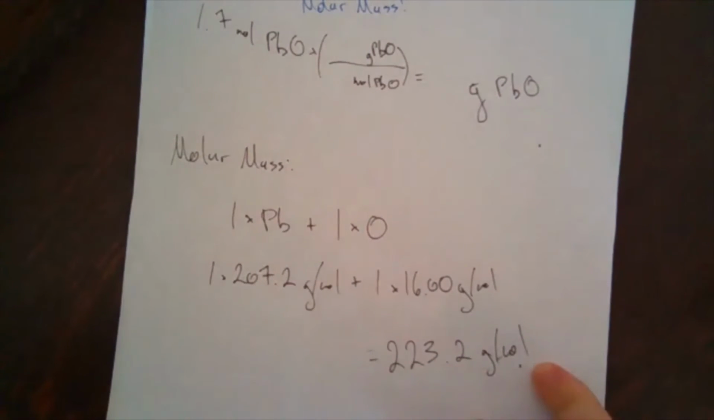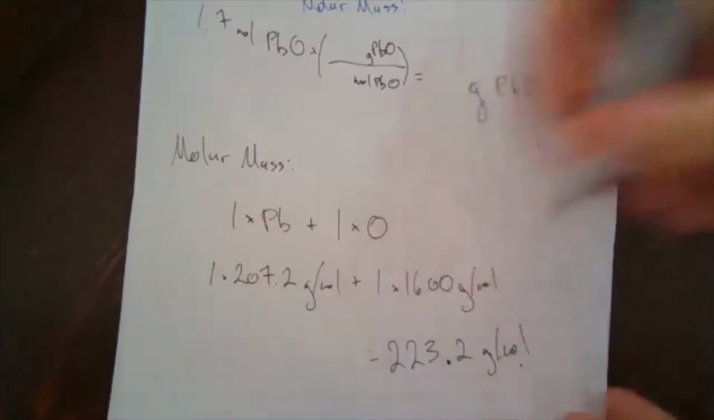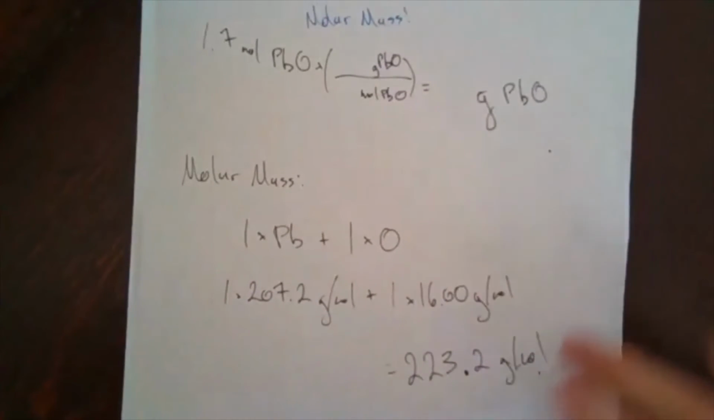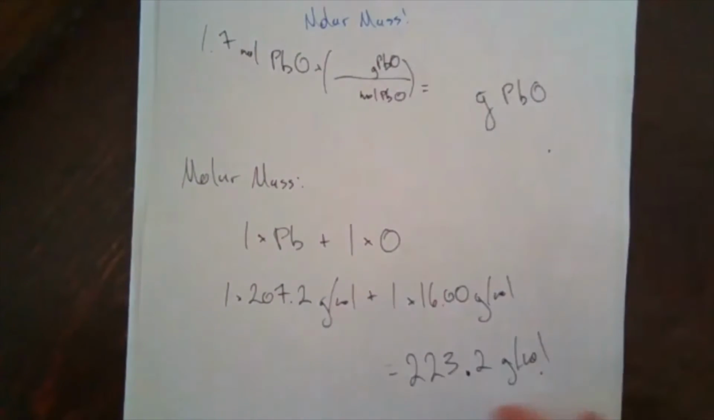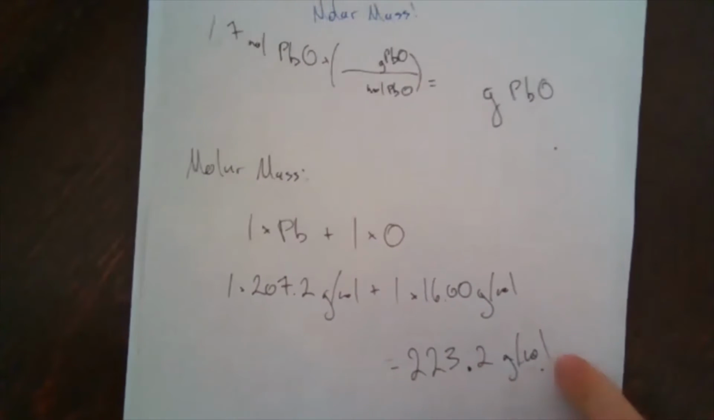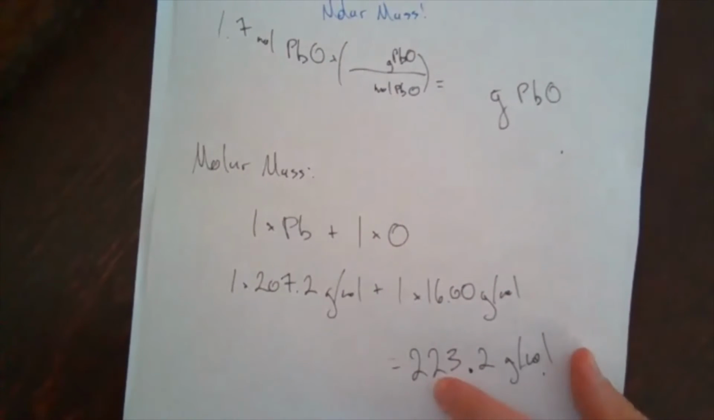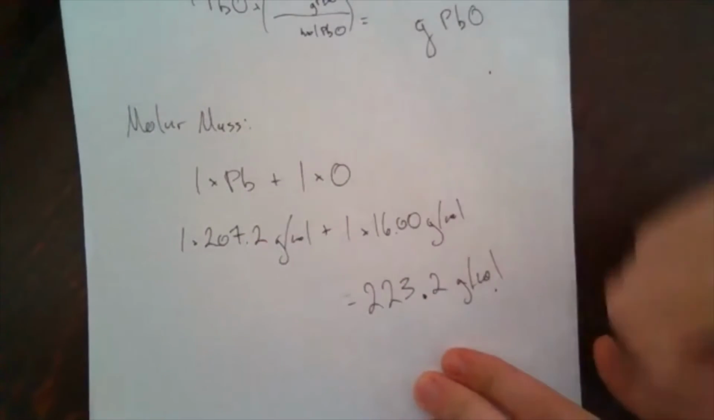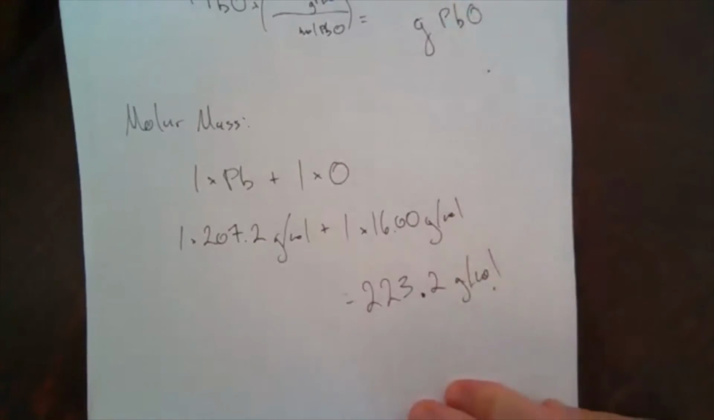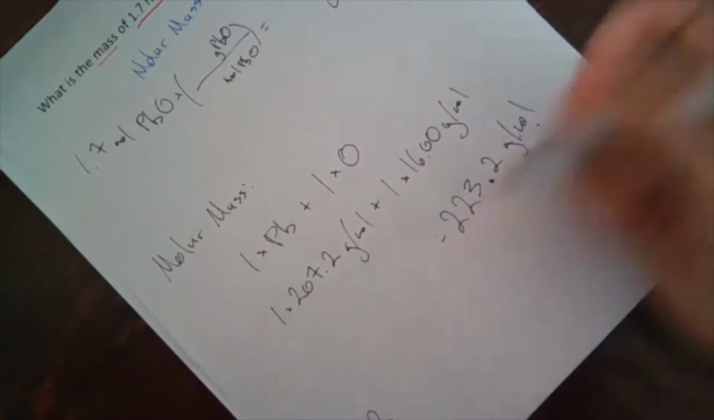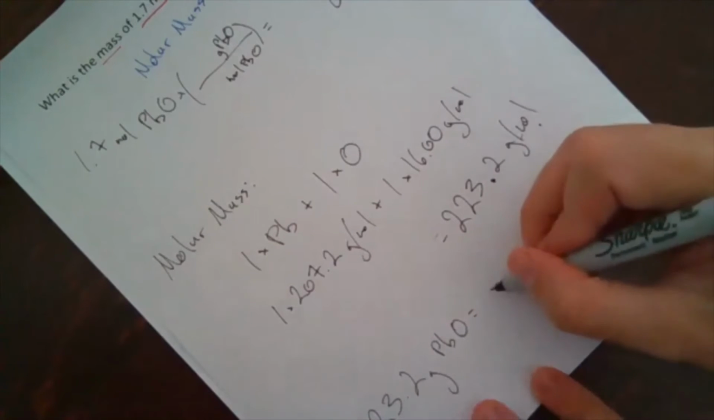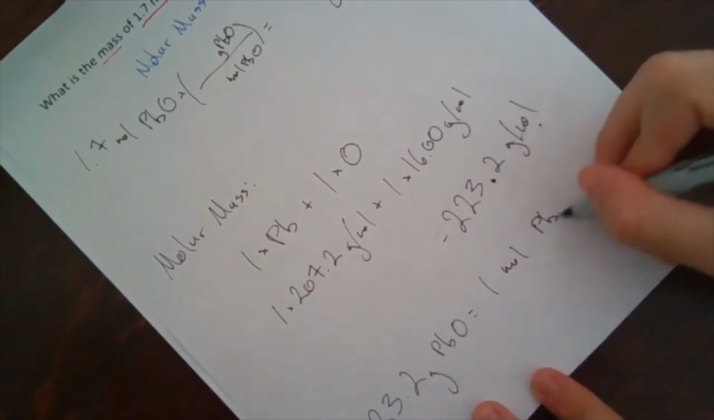So I've computed my molar mass now, 223.2. And I want to go ahead and use that here for my conversion. One of the things you'll note, this 223.2 grams per mole, I only have one number explicitly given. But if we remember, I have this compound unit, and per mole means per 1 mole. So I can write out the equivalence that 223.2 grams of PbO is equal to 1 mole of PbO.